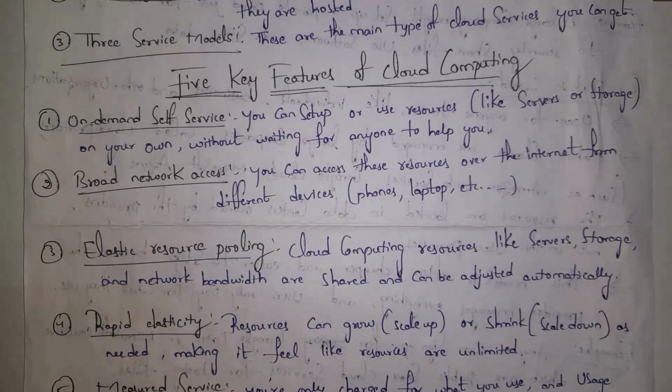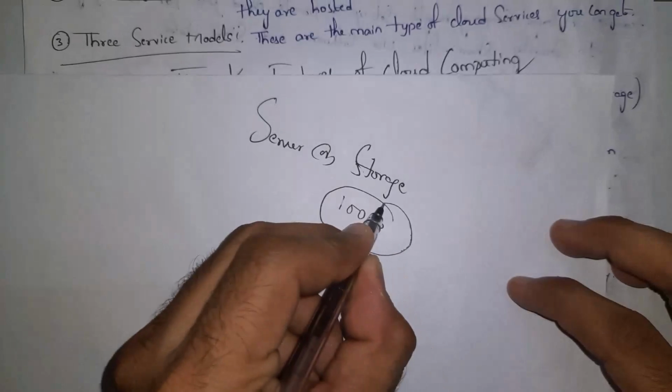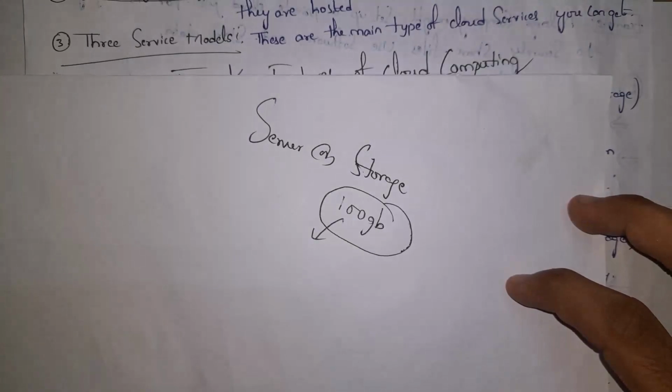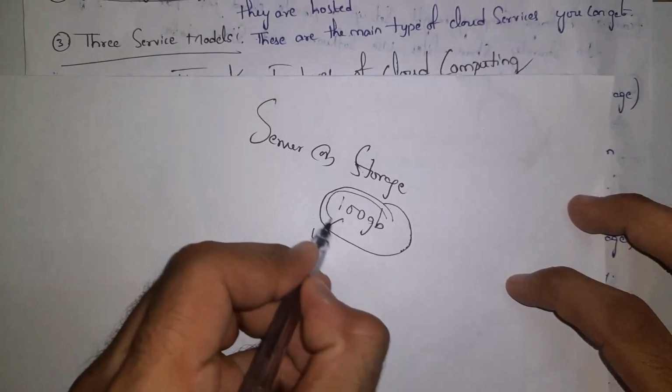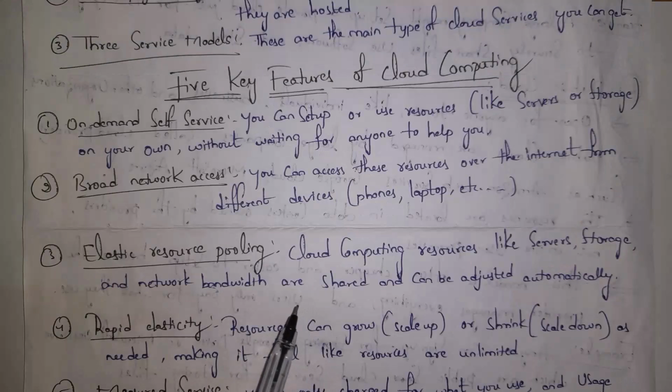And the third one is elastic resource pooling. Cloud computing resources like servers, storage, and network bandwidth are shared and can be adjusted automatically. For example, I will take 100 GB of storage in cloud and I will upload my files. If your memory is full, you can increase storage. And if you don't need 100 GB of memory, then you can also decrease storage. So in cloud, you can share and adjust resources automatically.